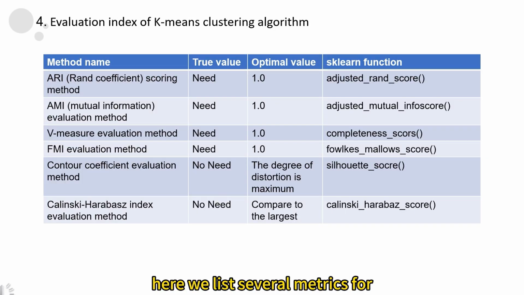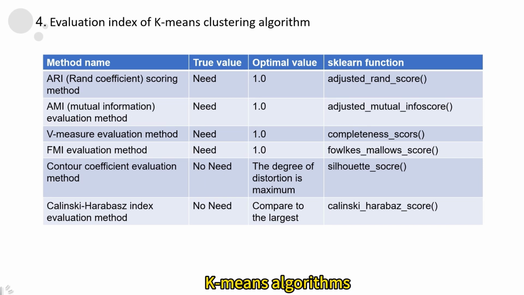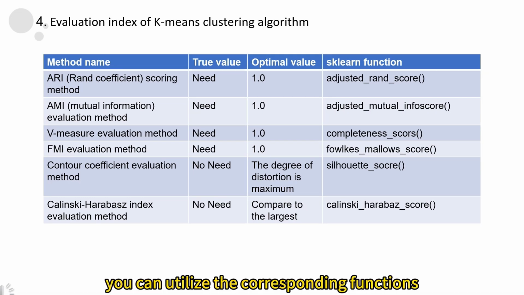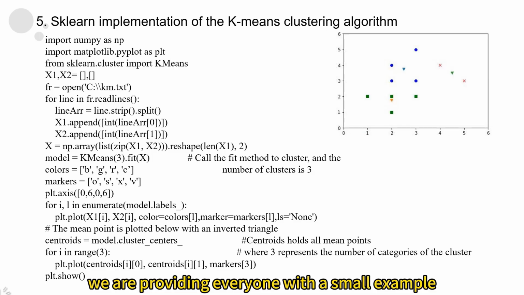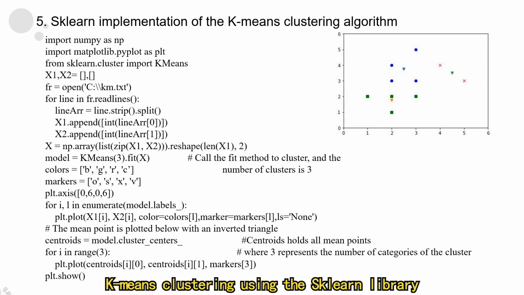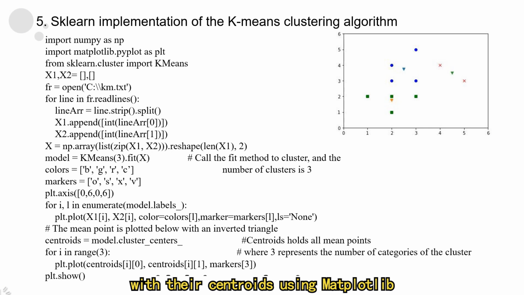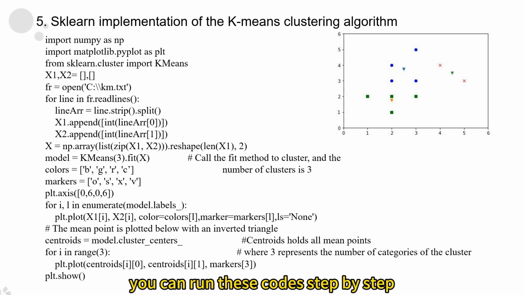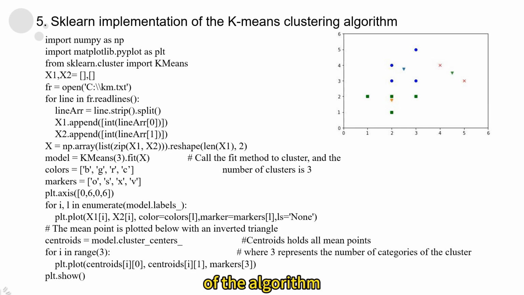Here we list several metrics for calculating the clustering quality for the k-means algorithm. You can utilize the corresponding functions within scikit-learn to perform the calculations. We're providing everyone with a small example along with its corresponding code. It reads data from a file, performs k-means clustering using the scikit-learn library, and visualizes clusters along with their centroids using matplotlib. You can run this code step by step in a Jupyter Notebook on your own to gain a further understanding of the algorithm.